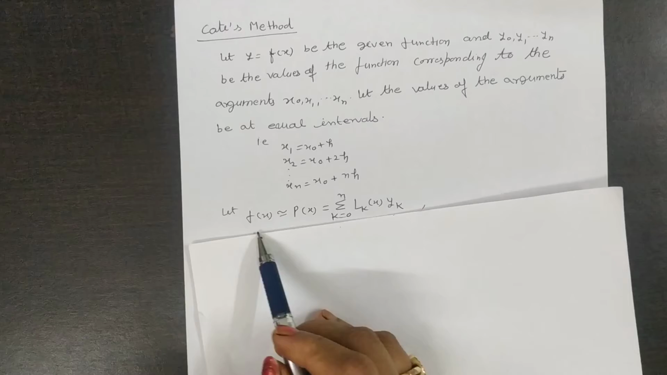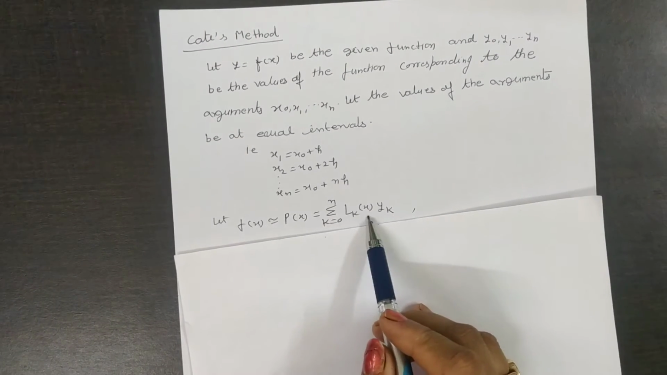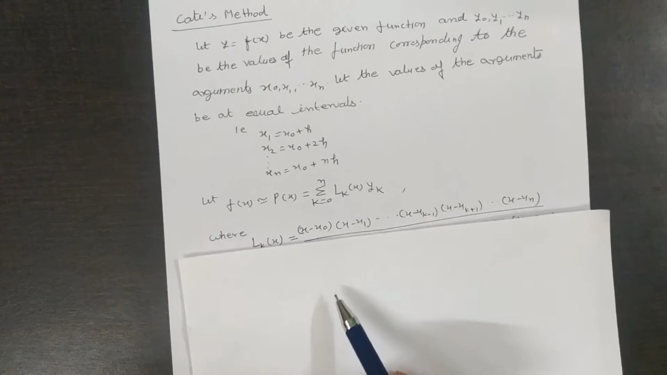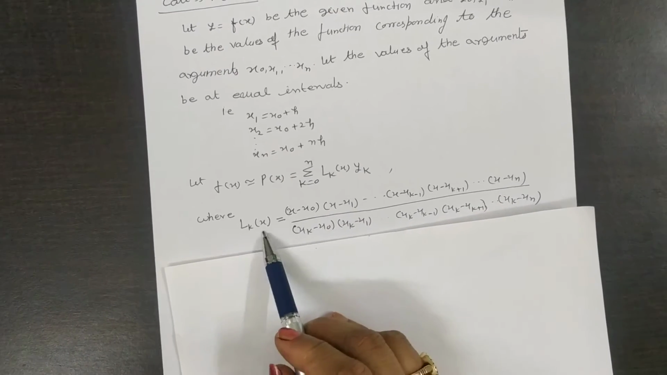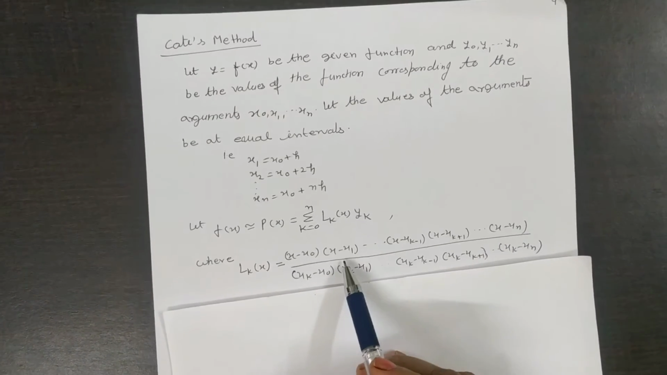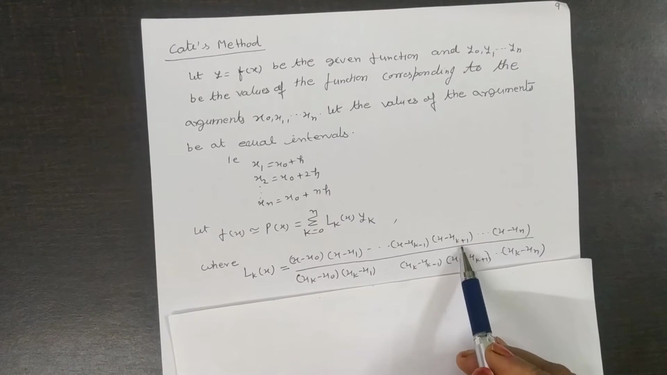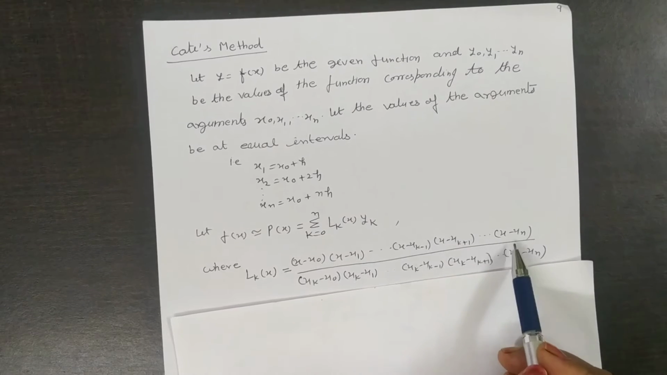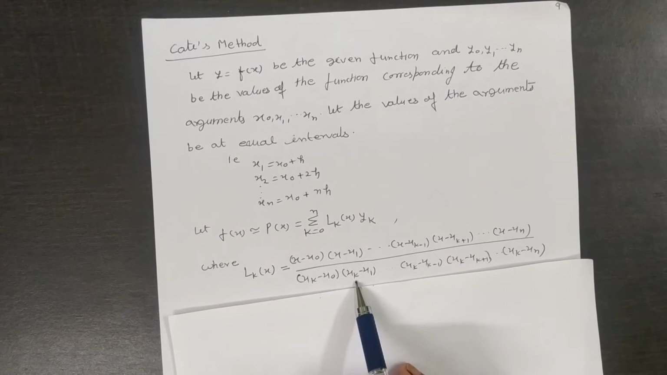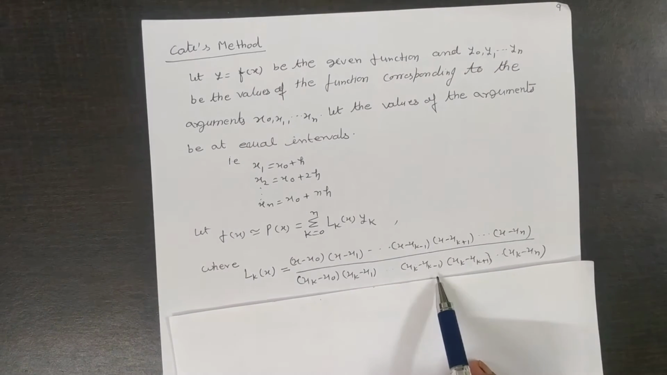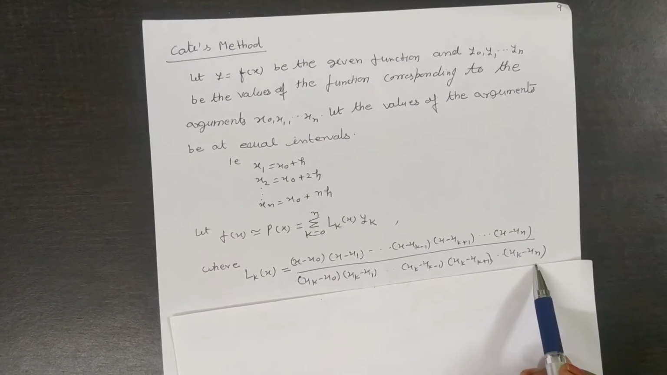Let f(x) be Pn(x), which is defined as the summation of k varying from 0 to n of lk(x) yk. Here lk(x) is the Lagrange interpolation term, which you know from earlier. It is (x - x0)(x - x1)...(x - x(k-1))(x - x(k+1)) up to (x - xn), divided by (xk - x0)(xk - x1)...(xk - x(k-1))(xk - x(k+1)) up to (xk - xn).